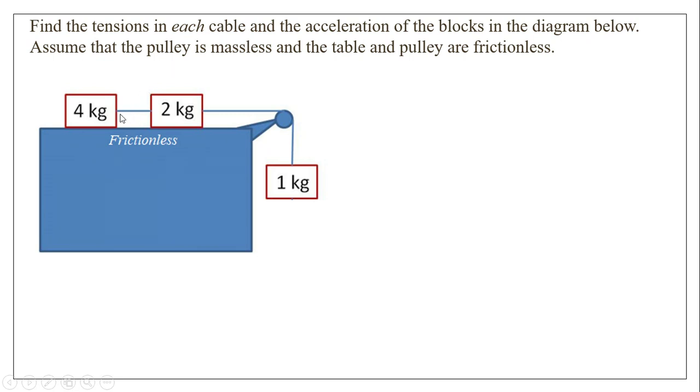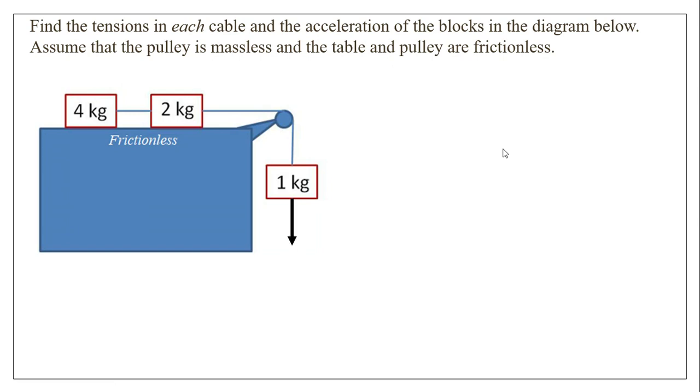So I identified that there's one cable here connecting the 4 kilogram to the 2 kilogram, and then there's one more cable connecting the 2 kilogram to the hanging block of 1 kilogram. In this particular problem, it wants us to find the tension in each cable and the acceleration of the blocks. So I will go ahead and show you how to do this.